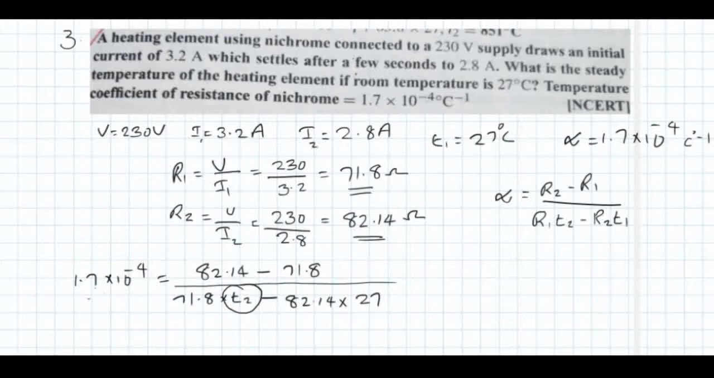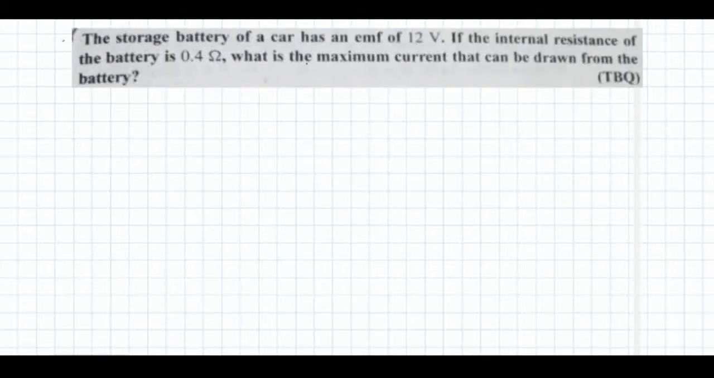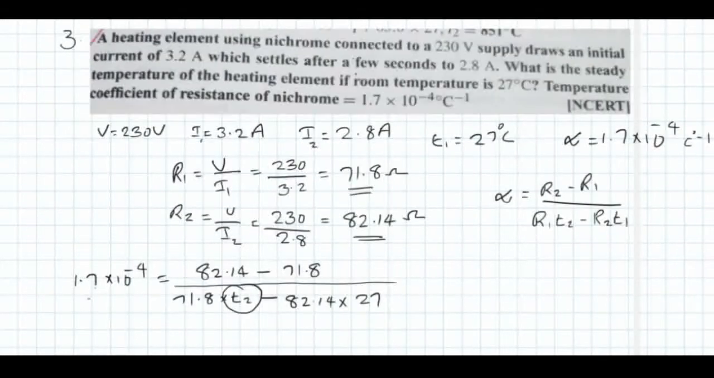and T2 will be, so T2 is equal to 871.4 degrees Celsius. That is the temperature T2 when the resistance becomes 82.14 ohm or the current becomes 2.8 ampere.